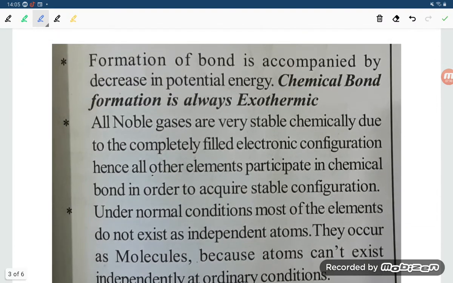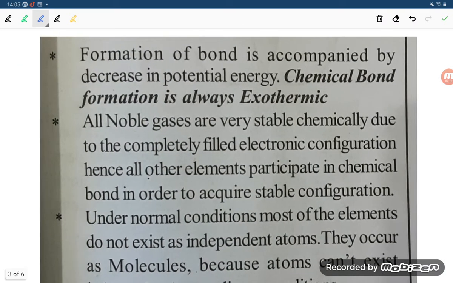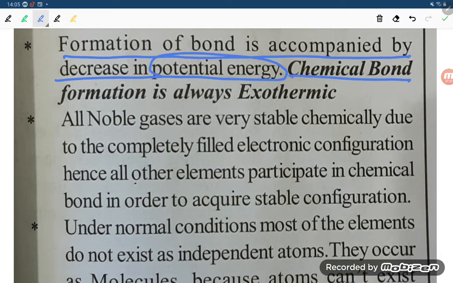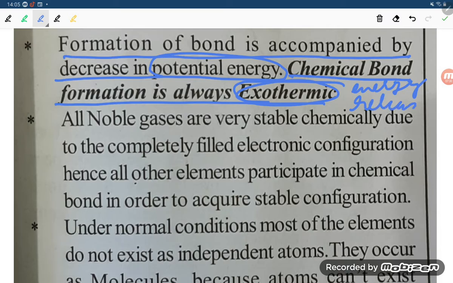Next point you read out, student. Next point is: formation of bond is accompanied by decrease in potential energy. Chemical bond formation is always exothermic, meaning energy is released. Exothermic means, student, energy released.